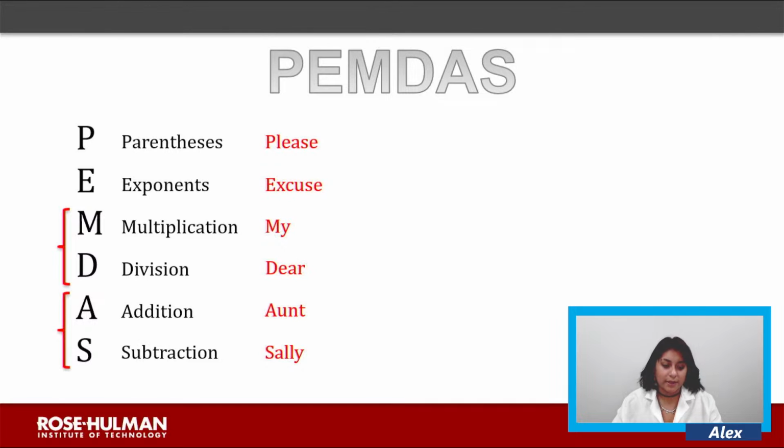A way to remember this is the mnemonic, please excuse my dear Aunt Sally. One thing to note about Pemdas is that even though multiplication comes before division, those get lumped into the same group, so it's less important about the order for multiplication versus division. Same thing works for addition and subtraction, right? What's important is that parentheses comes first. You have to do the operations with the parentheses before you work on anything else. Then you go on to your exponents, then multiplication and division, and then addition and subtraction.